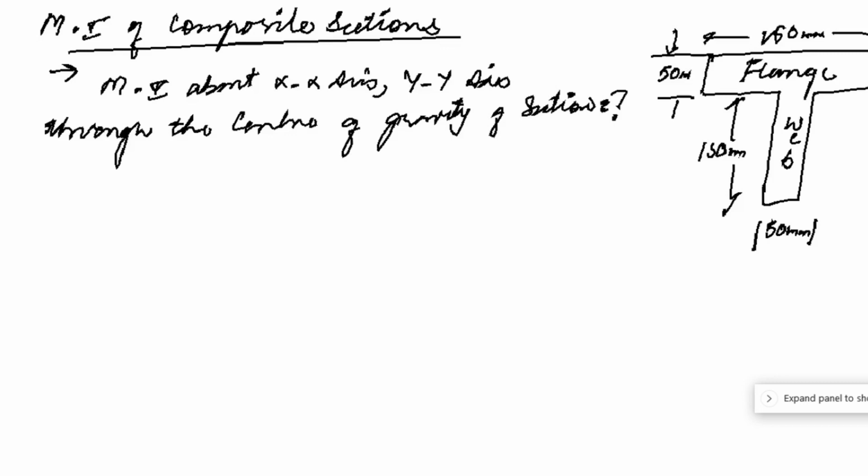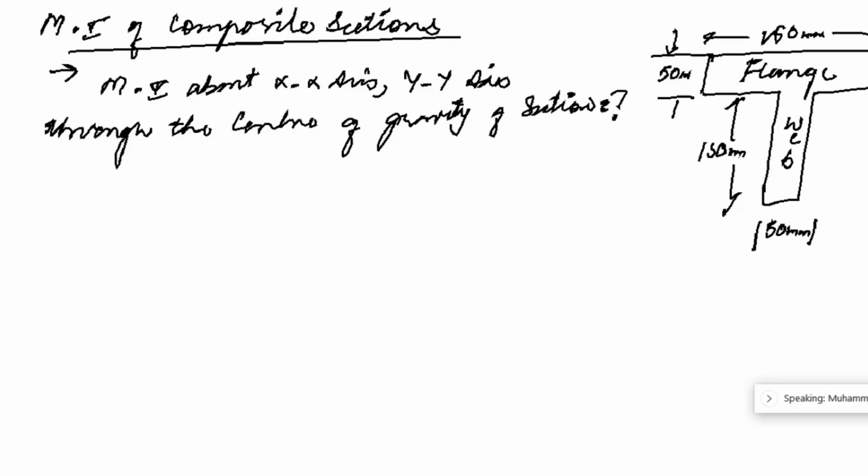This is what we are in need of. We need the moment of inertia about the x-axis and y-axis through the center of gravity. Firstly, here we have two sections. We will divide it into two different rectangular sections, right?